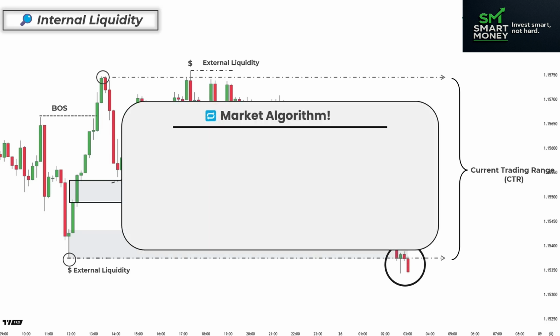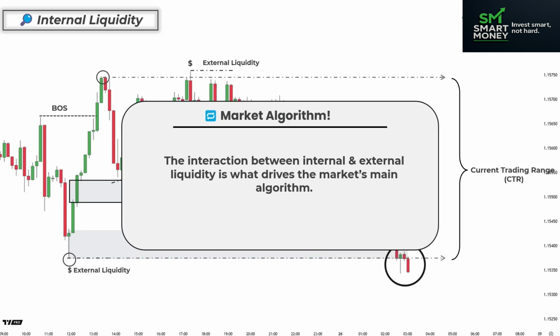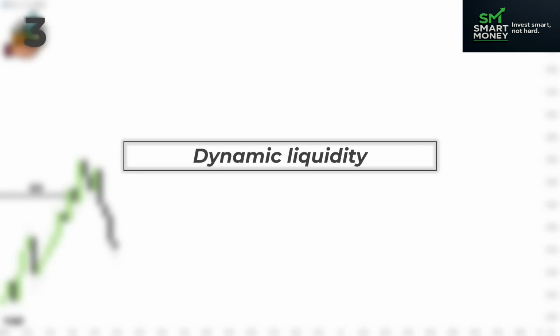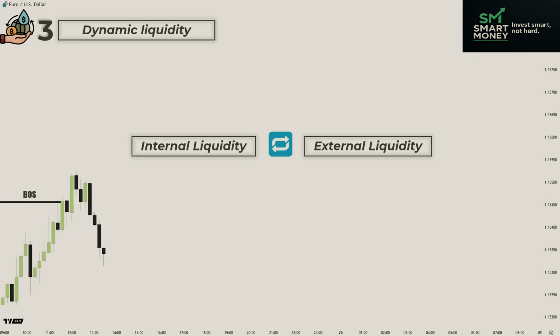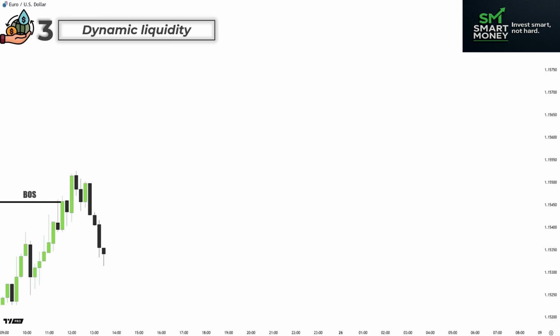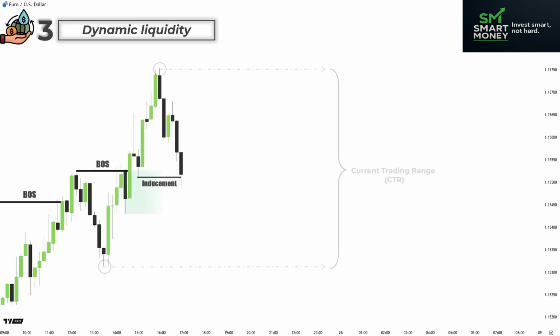The interaction between internal and external liquidity is what drives the market's main algorithm. So if you want to understand how the market really works behind the scenes, you must understand dynamic liquidity. And this brings us to the third and most important. Internal and external liquidity together form the market's dynamic liquidity. This is the real engine that drives price, pushing it higher, dragging it lower, or faking traders out along the way. Dynamic liquidity explains how liquidity flows through the market.